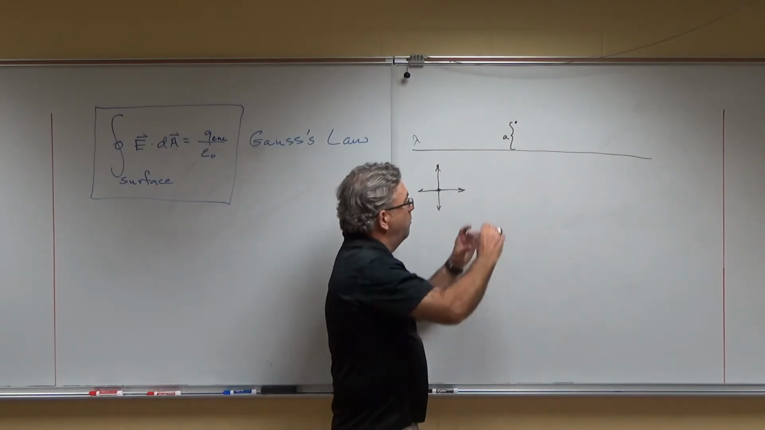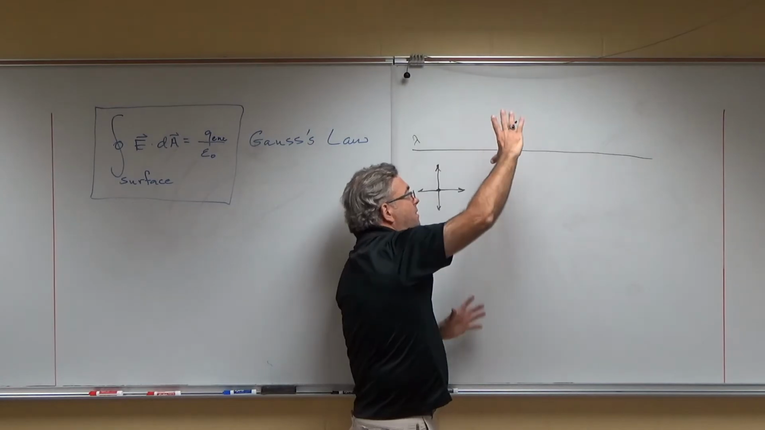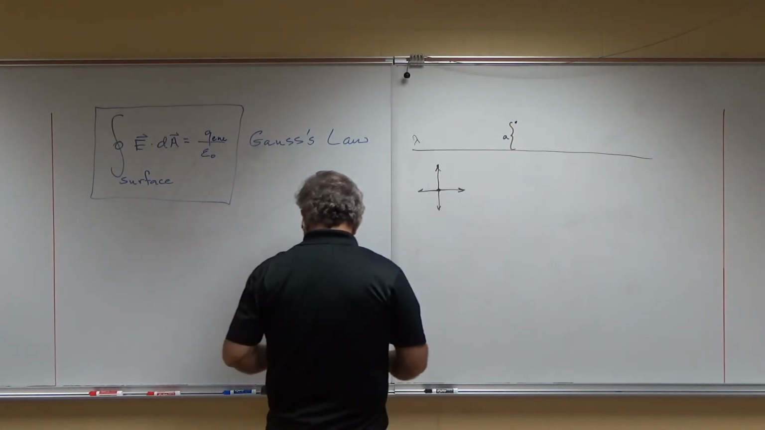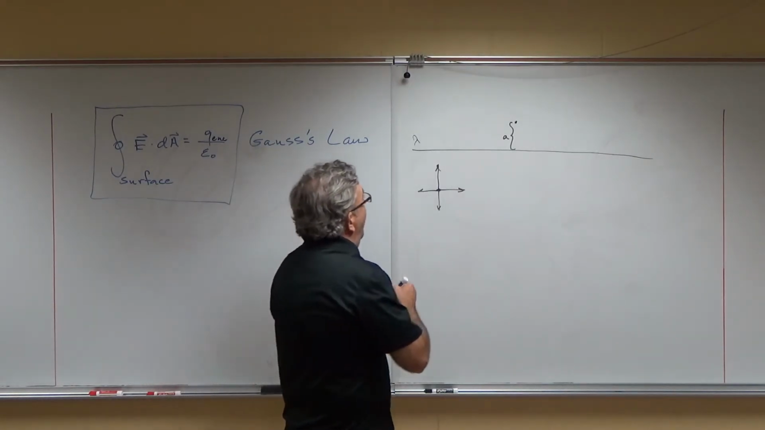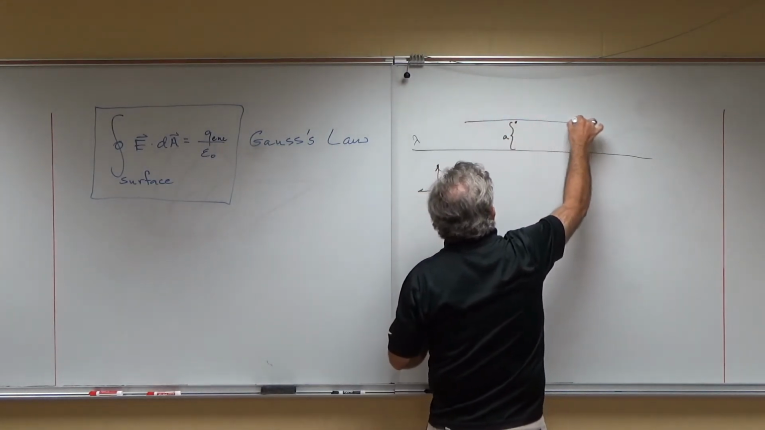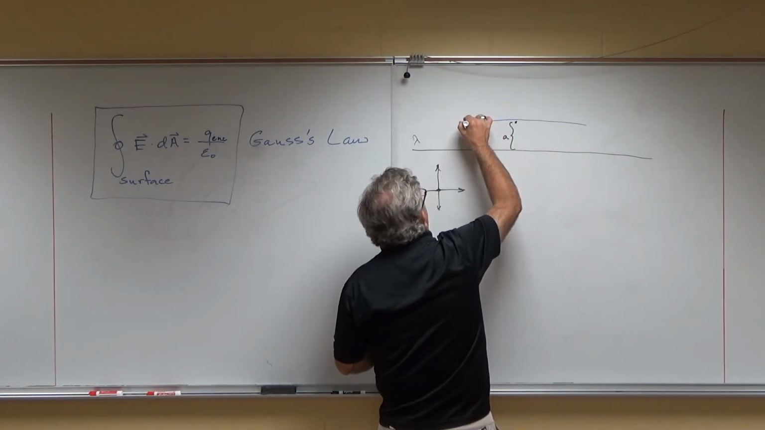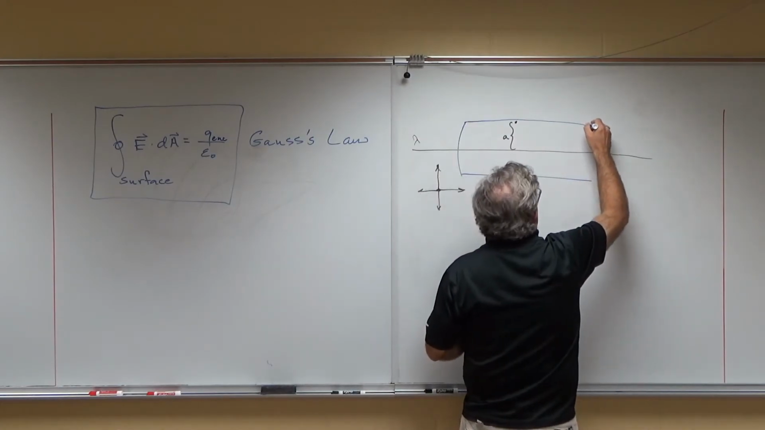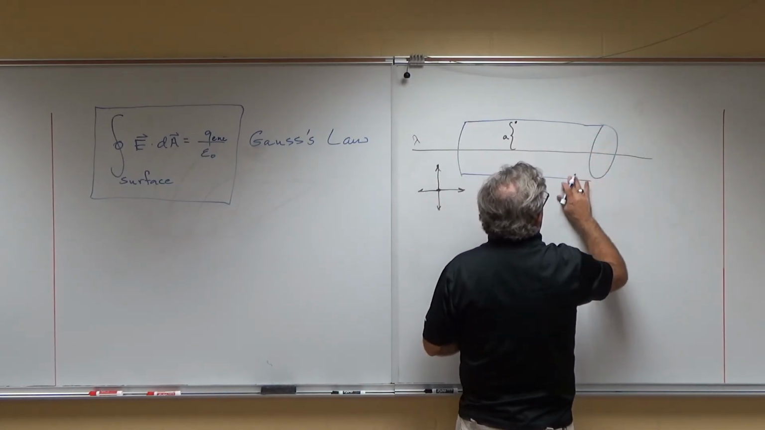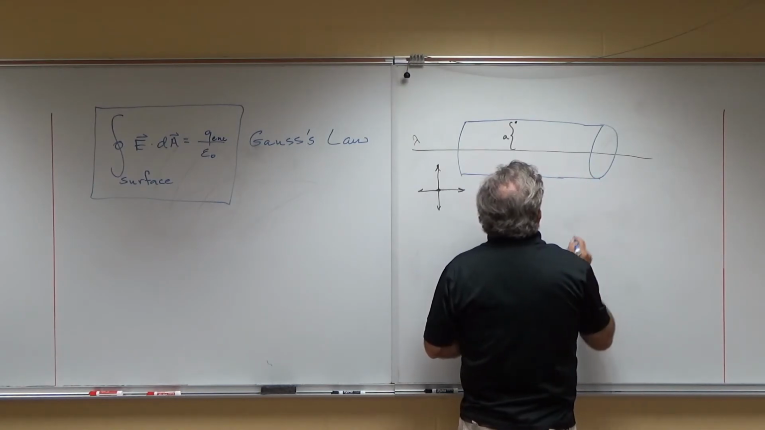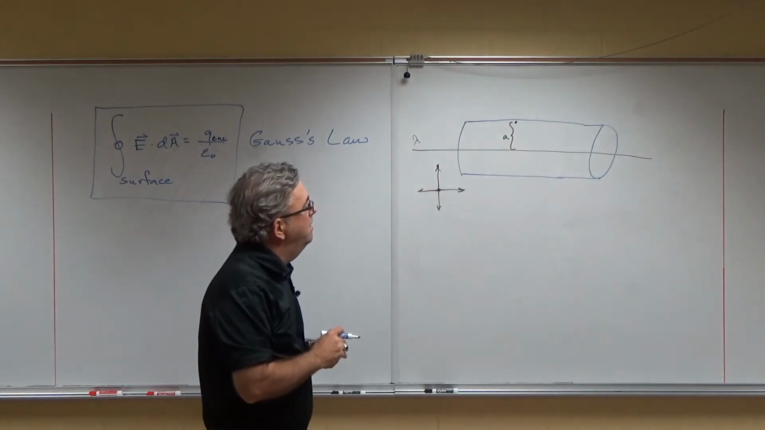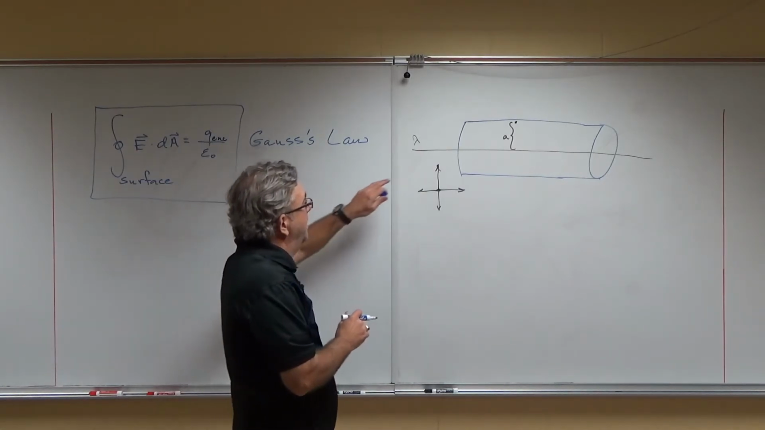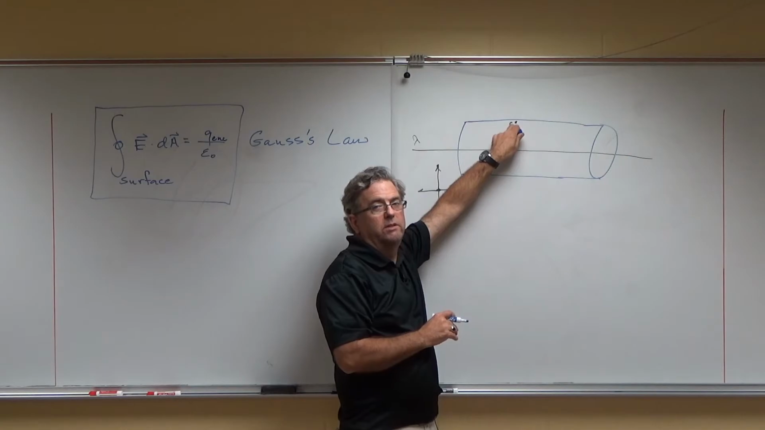They all are radially outward this way from the wire. Okay? So here's what I'm going to do. I'm going to enclose this in a cylinder. Oops, I missed the dot, but it doesn't really matter. Here's a little cylinder. So I'm enclosing this in a cylinder, and I'm going to use Gauss's law to see if I can figure out what the electric field is up here at this point.